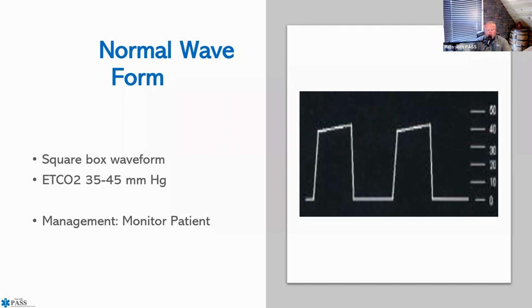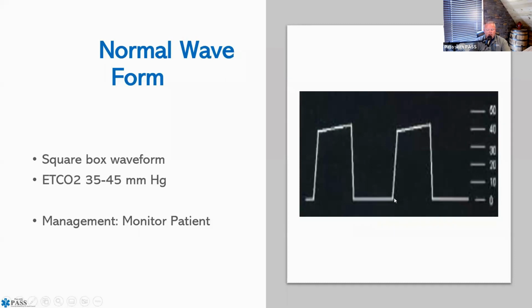So if we can agree it's a square box waveform and we're looking for a range of somewhere between 35 and 45, in this situation what we would do is simply monitor the patient. There's really nothing to do other than to take a look at our patient and make sure that we're continuing to monitor them throughout transport.